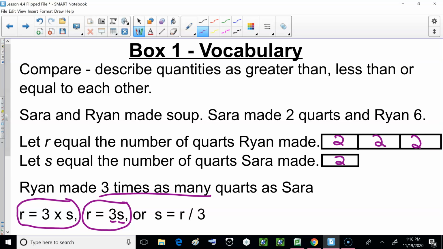Or we could write it as a division problem. Notice we're comparing things. Sarah's on one side, Ryan's on the other. And if we want to make sense, Sarah has the lower total, we need to divide the bigger total to bring that number down. So you're going to pause this video right now and write down these examples to help you out with your work today.